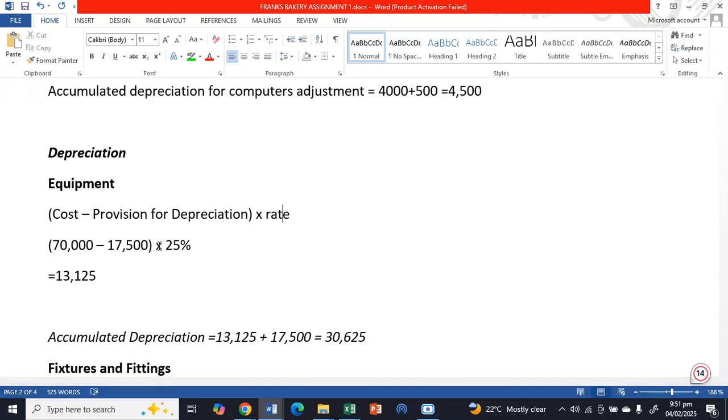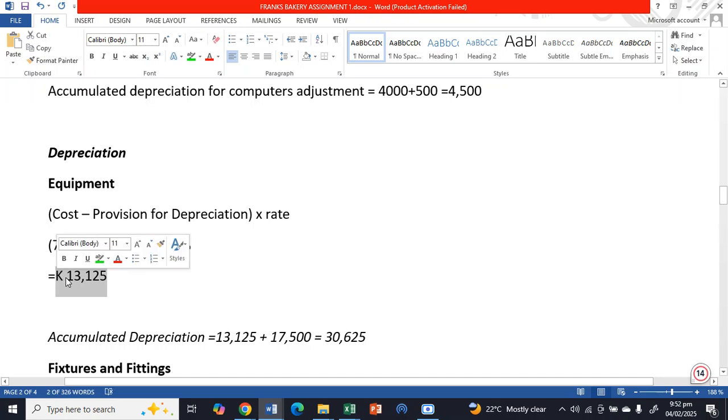Let's get our calculators. 70,000 minus 17,500, you get 52,500 multiplied by 25%, 13,125 kwacha. So pay attention, colleagues. This amount is going on the statement of profit or loss.